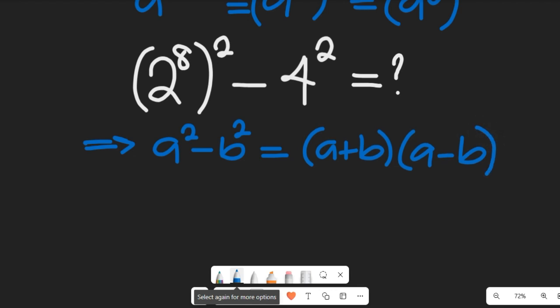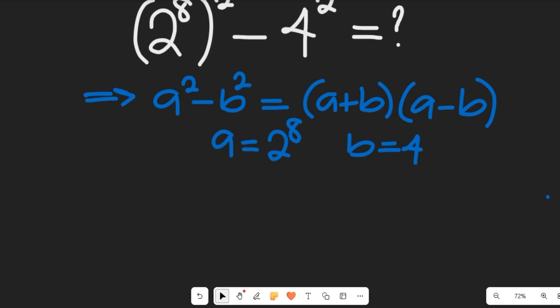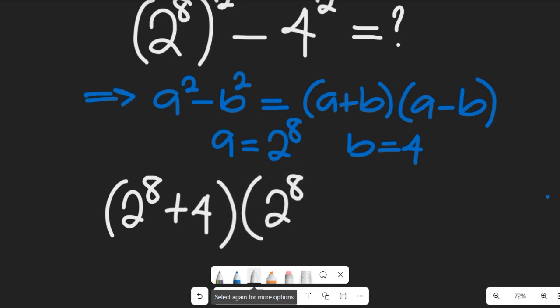Good. Now, from that expression, you can see that my a is equal to 2 to the power of 8, right? And then my b is equal to 4. Now, let me insert it into this expression. If I insert it into the expression in my next step, I'm going to have that expression now give me 2 to the power of 8, right? Plus 4 on one side, and this will multiply 2 to the power of 8 minus 4 on this other side. And the solution to this will give me what?